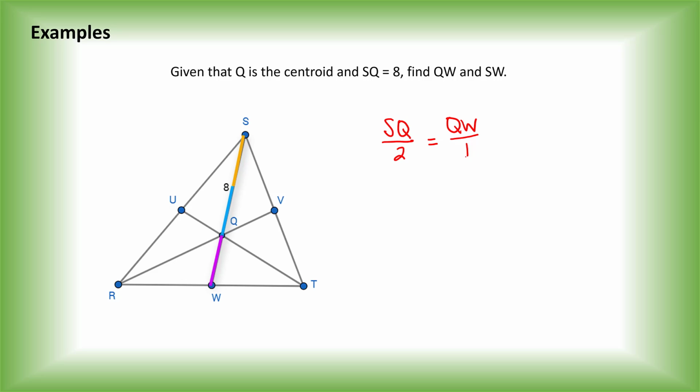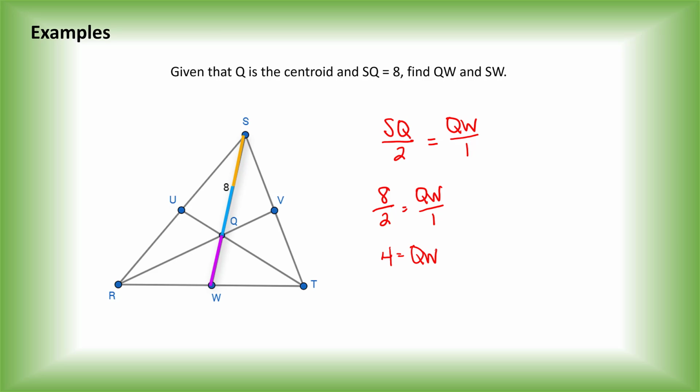Now we can go ahead and solve this. So SQ is 8 divided by 2 equals QW divided by 1. For this, we can just simplify both sides. 8 divided by 2 is 4, and QW divided by 1, anything divided by 1 is itself. So QW. So that one would be done.